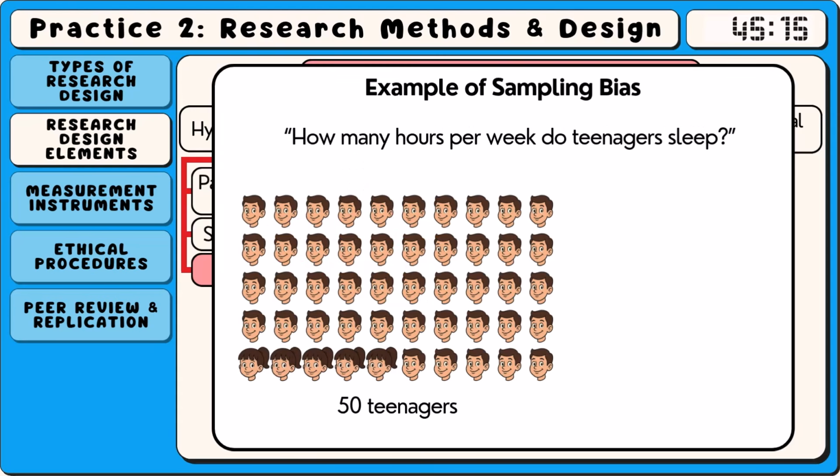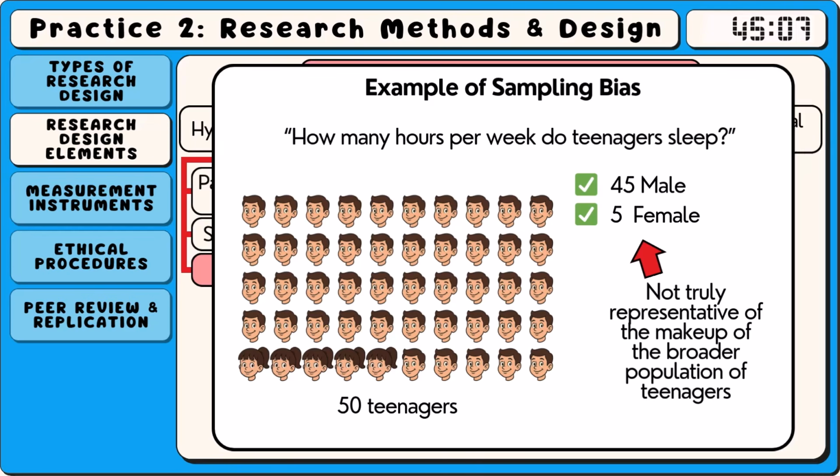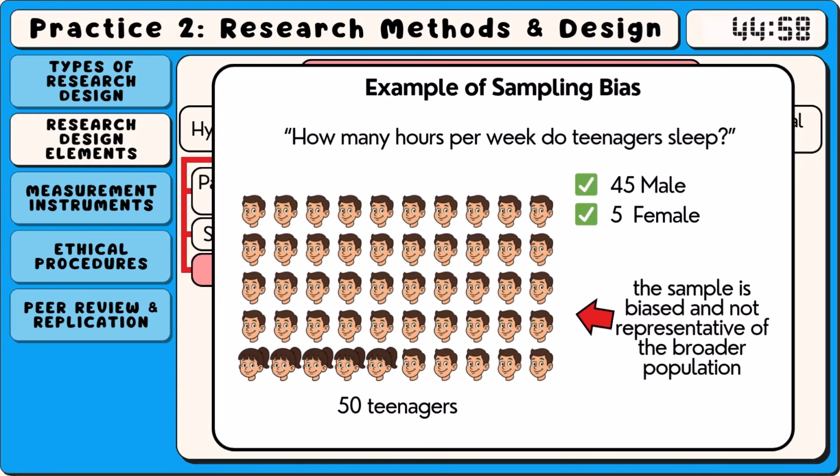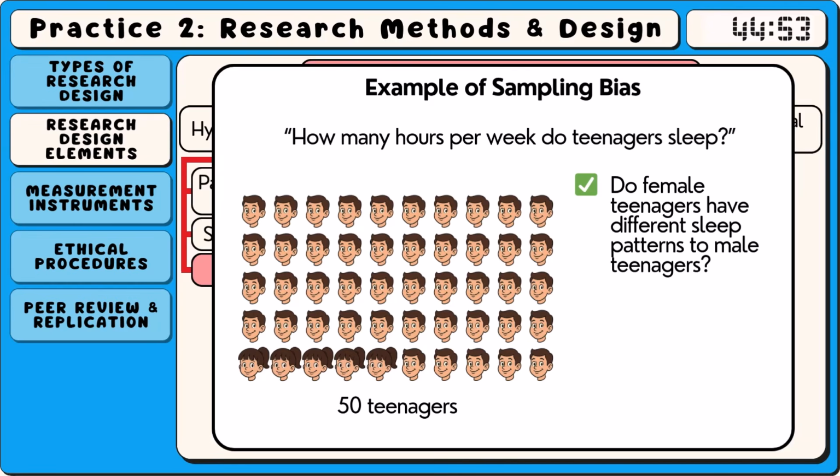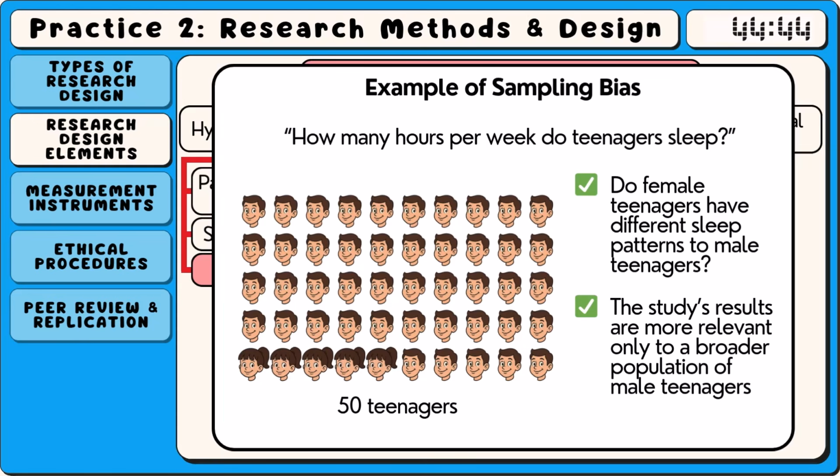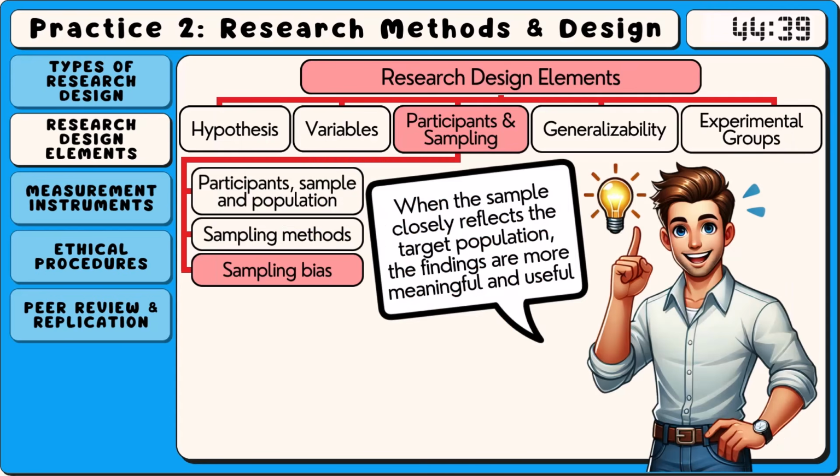But out of the 50 teenagers in the study, it turns out that 45 of them were male and only 5 were female. This isn't truly representative of the makeup of the broader population of teenagers, which should be roughly 50% male and 50% female. So the sample is biased and not representative of the broader population. Perhaps female teenagers have different sleep patterns to male teenagers. So the study can't truly generalize to a population of all teenagers. Its results are more relevant only to a broader population of male teenagers. Overall, when the sample closely reflects the target population, the findings are more meaningful and useful.